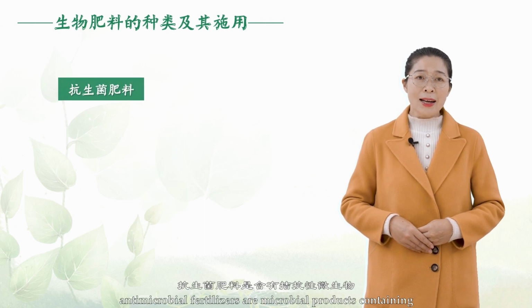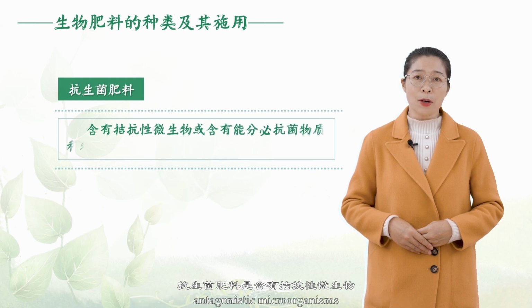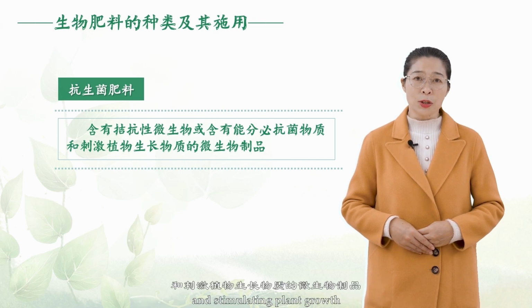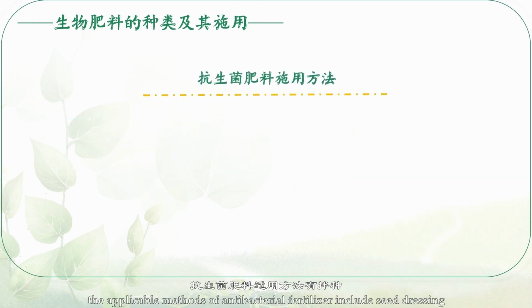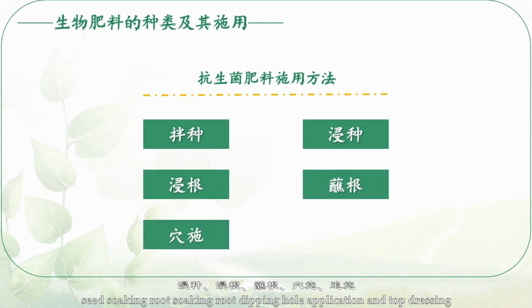Antimicrobial fertilizer. Antimicrobial fertilizers are microbial products containing antagonistic microorganisms or substances capable of secreting antibacterial substances and stimulating plant growth. The applicable methods of antibacterial fertilizer include seed dressing, seed soaking, root dipping, whole application, and top dressing.